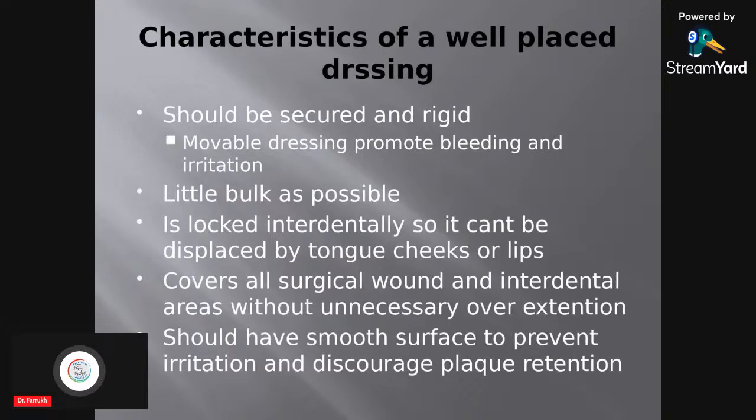Characteristics of a well placed dressing. It should be secure and rigid. A movable dressing promotes bleeding and irritation, so this is a point you should remember. As little bulk as possible is locked interdentally, so it can't be displaced by the tongue, cheeks, or lips. It should cover all the surgical wound and interdental areas without unnecessary overextension. It should have a smooth surface to prevent irritation and discourage plaque retention. This is a very important one you should keep in mind. So these were all the characteristics of a well placed dressing.